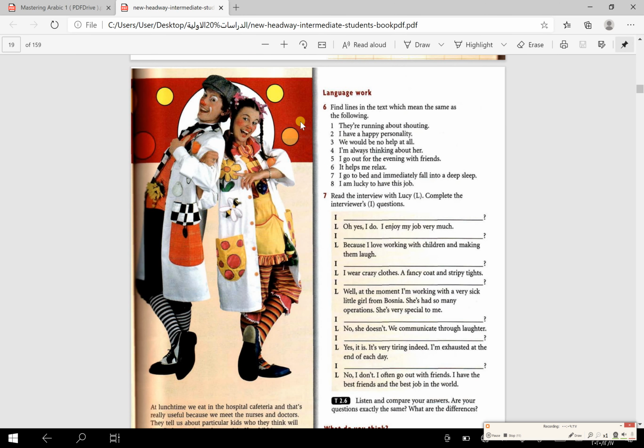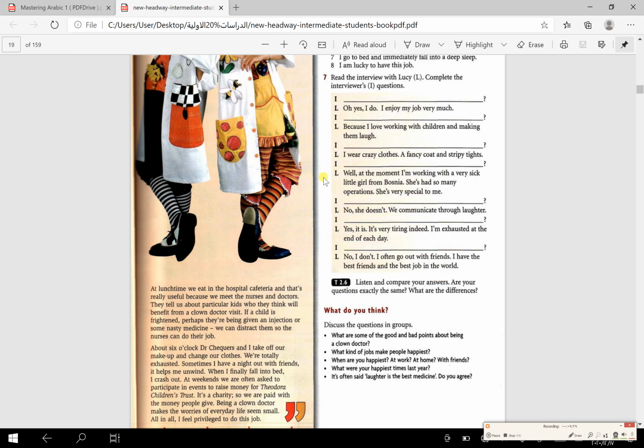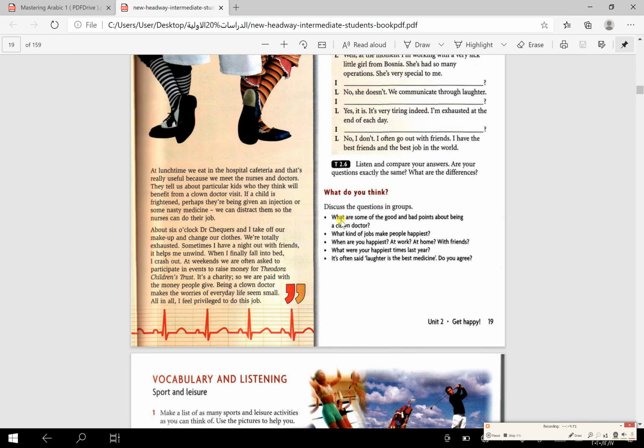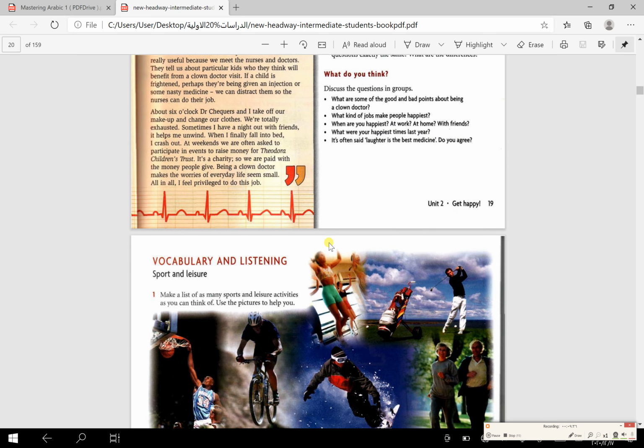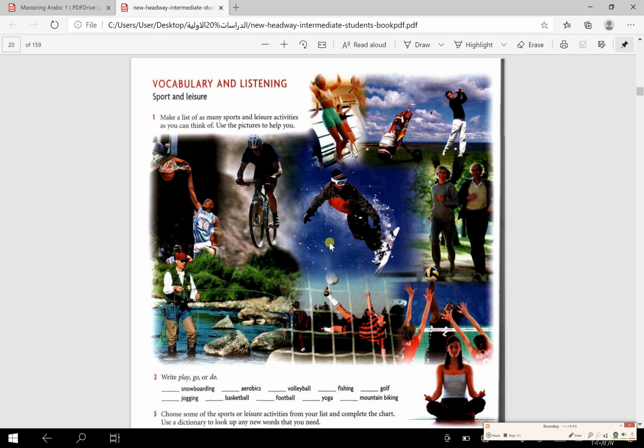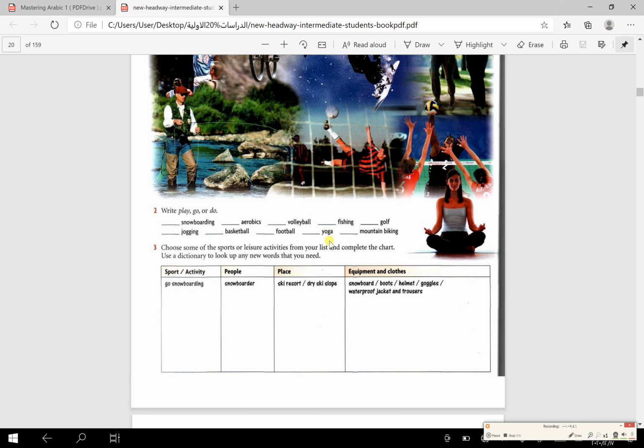This is the same thing, and here we have some questions about it. Okay, and now let's move to vocabulary and listening.